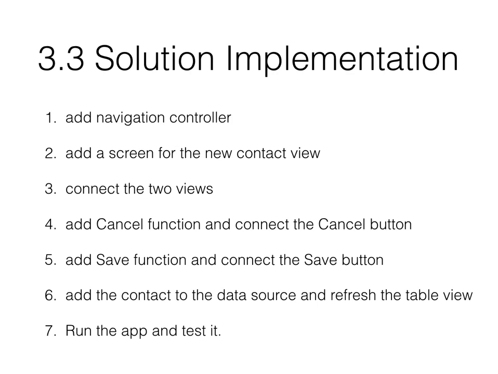So for the solution implementation, we have the navigation controller added from the previous step. So we'll add a new screen for the contact view, and connect the two views. We'll need to add a cancel function in the main controller and connect the cancel button to it. Add a save function, connect it to the save button, and then manage the data information and refresh the table view. So we will see in the next video how we can implement that. So that concludes iteration number 3, and let's move on to the implementation of that iteration.